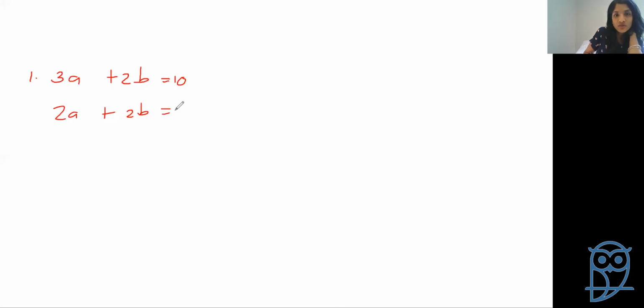Exercise 9.3b says solve each of these pairs of simultaneous equations by elimination. So let's first look at the first one. It says 3a plus 2b is equal to 10, and we've got 2a plus 2b is equal to 8. We're going to call the first one equation 1 and the second equation 2.